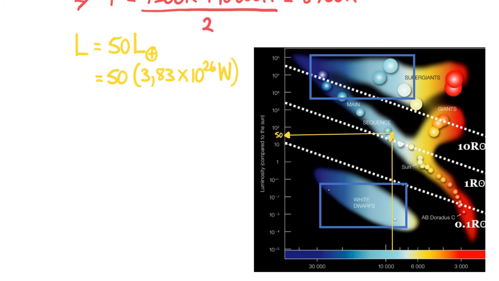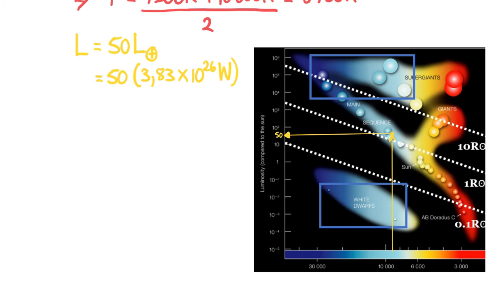Now you will see that we also use this symbol, and that is actually also a symbol for solar. So this is the solar luminosity. So that's the luminosity of the sun. Okay. Now we were given that the luminosity of the sun is 3,83 times 10 to the 26 watts.